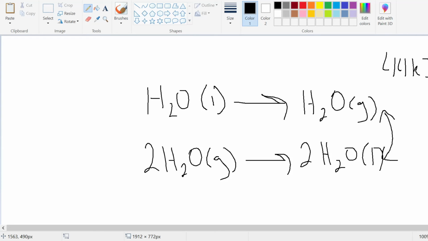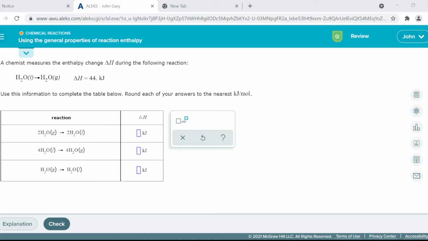Okay? Notice that these are opposite now. So what's that going to do? That's going to turn this into a negative. Since I'm going the opposite way, it's going to turn into a negative, and since I have 2 of them, it'll be 2 times that value, so it'll be negative 88. Put that in, negative 88. There it goes.